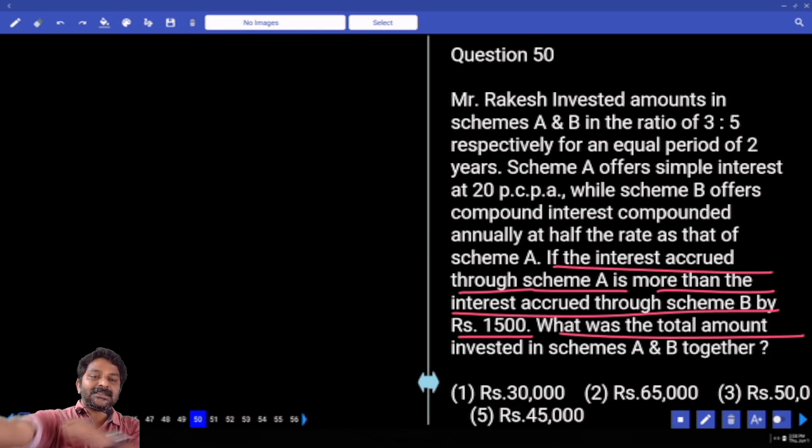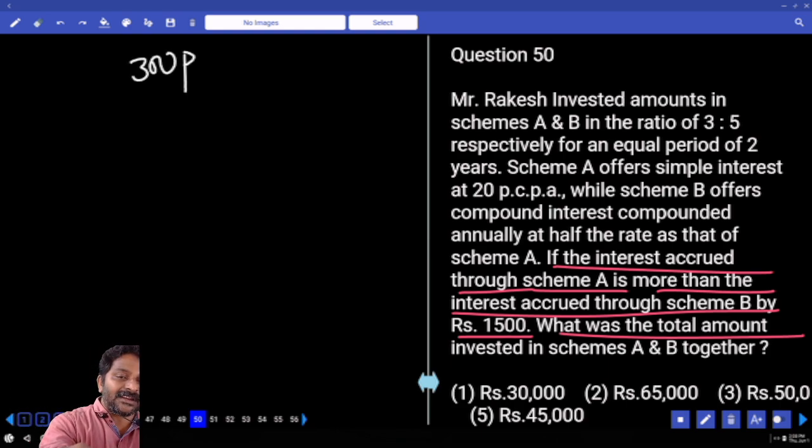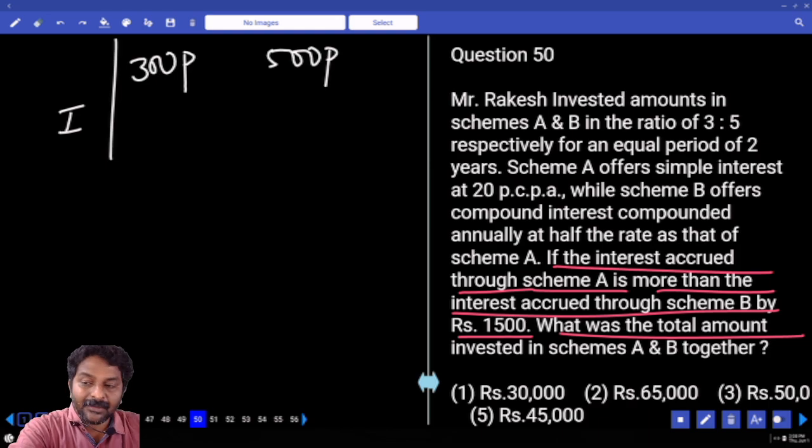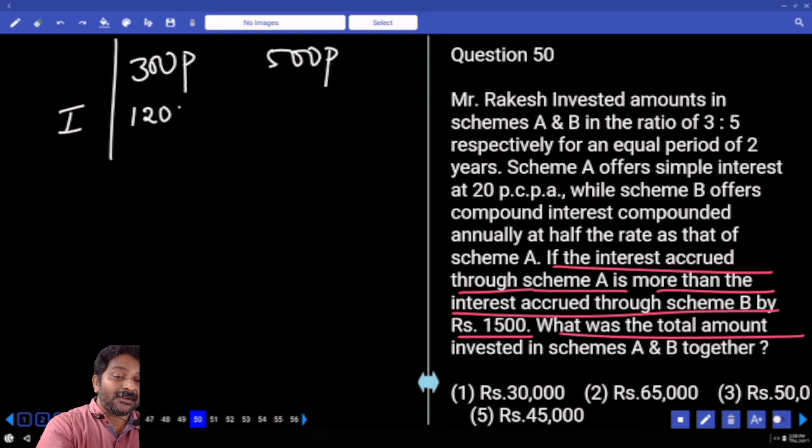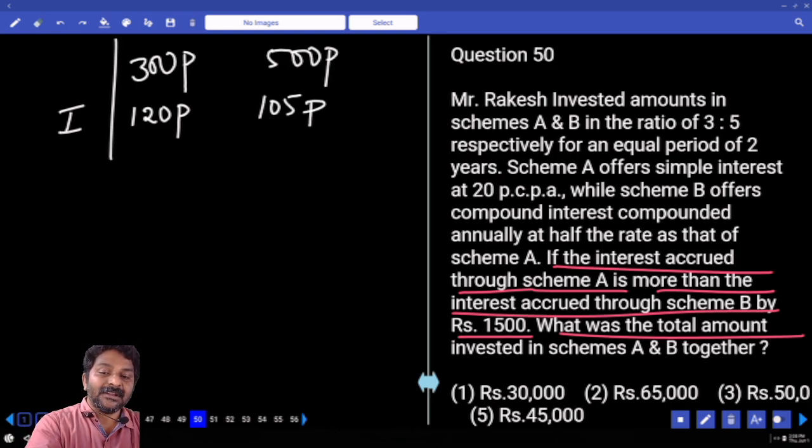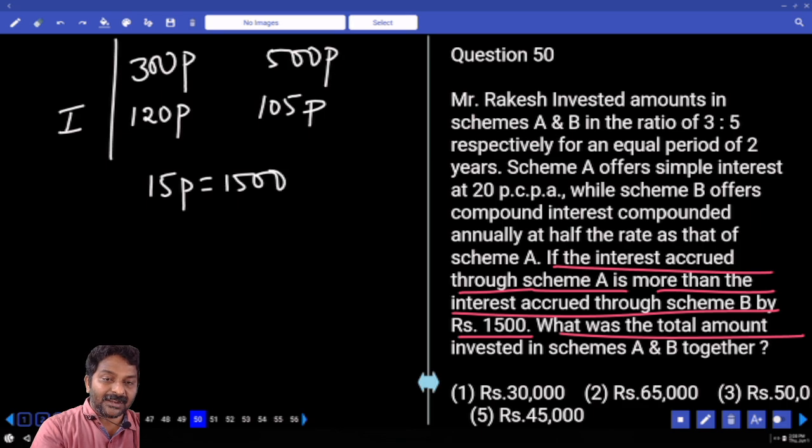Okay, right. So now let us start with A's investment as 300 parts, B's investment as 500 parts. Now I am going to calculate interest. From scheme A, how much percent of interest are we getting? 40%, calculated on 300. How much is that? 120 parts. From scheme B, what percent interest? 21%. What is the 1% value? 5 parts. 21% is 5 times 21, 105 parts. How much is the difference in interest? 15 parts, mentioned as 1500, and the total investment in both schemes together is 800 parts, 800 and then 2 zeros.